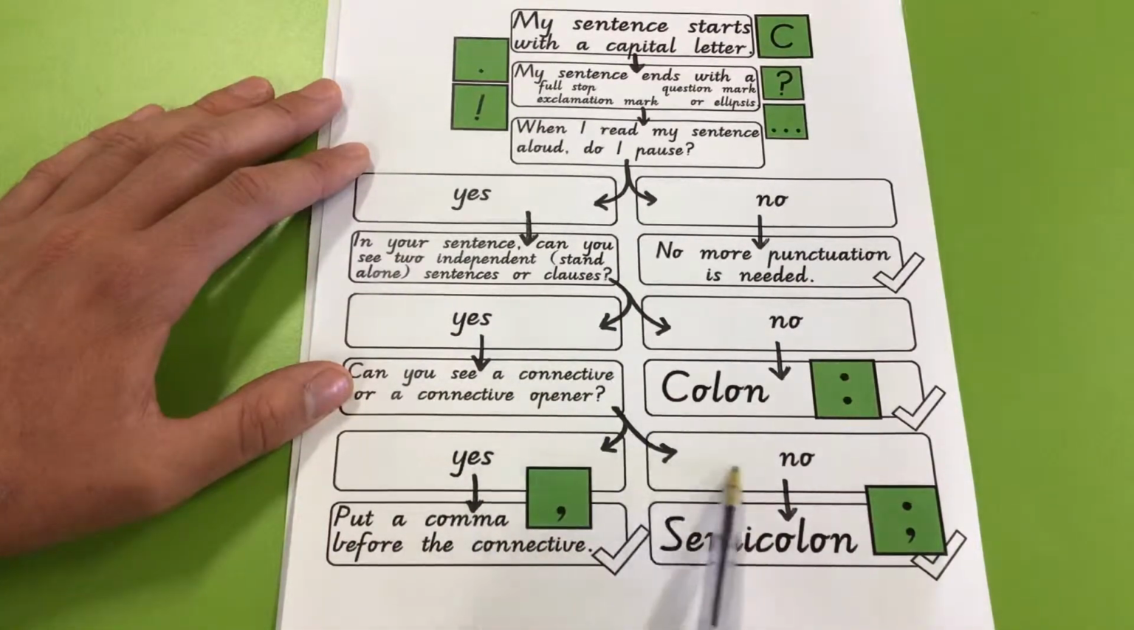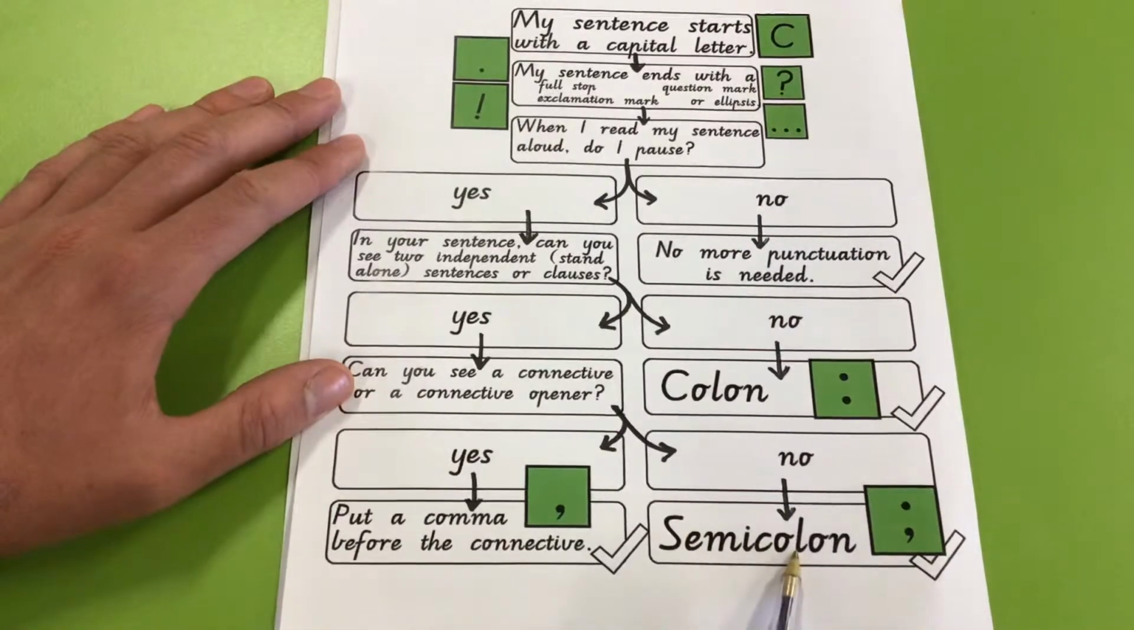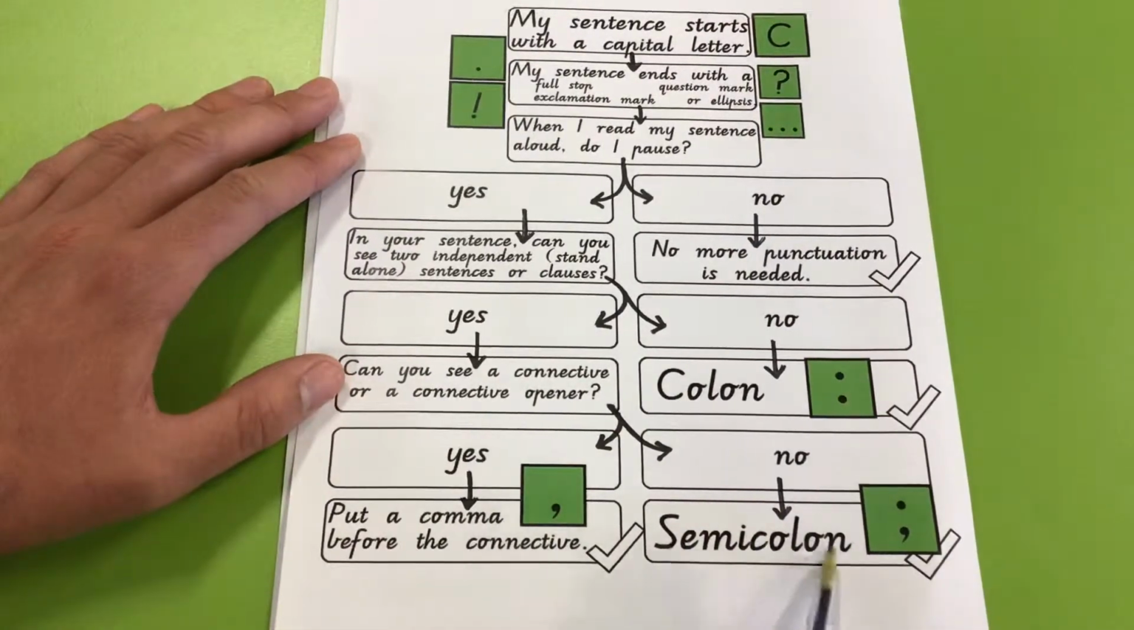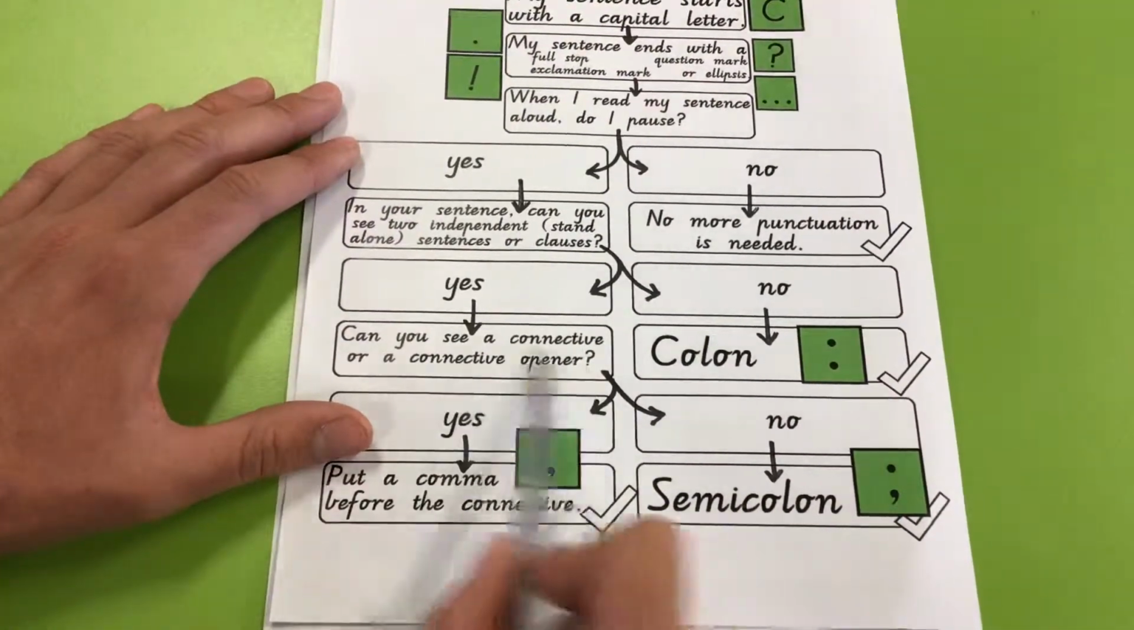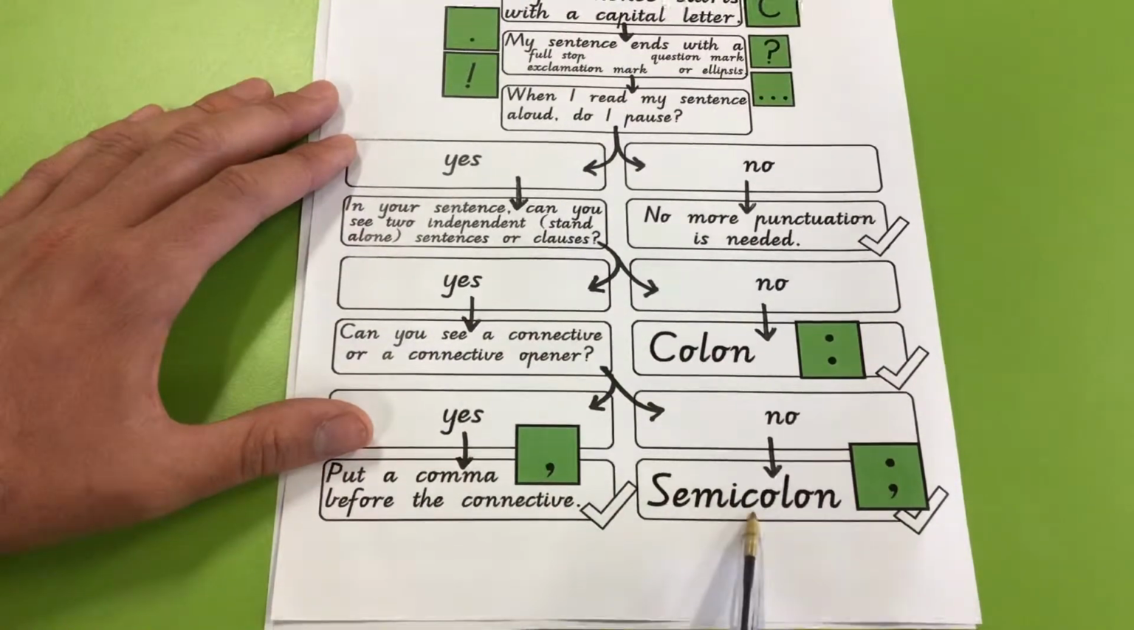If you can't see a connective, that means there's going to be a semicolon. A semicolon takes the place of that connective. So your semicolon there is the reason you can't see a connective, because that semicolon will take the place.